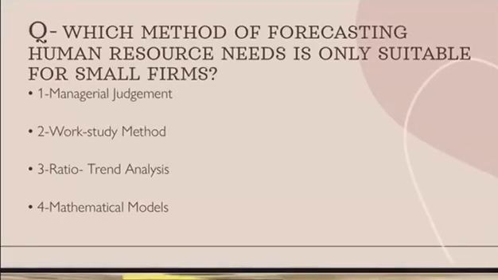Now here is a question from my side. Which method of forecasting human resource needs is only suitable for small firms? For the options, we have all the four methods, that is managerial judgment, work study method, ratio trend analysis, and mathematical models. You all might have guessed the right answer, that is the first option, managerial judgment.